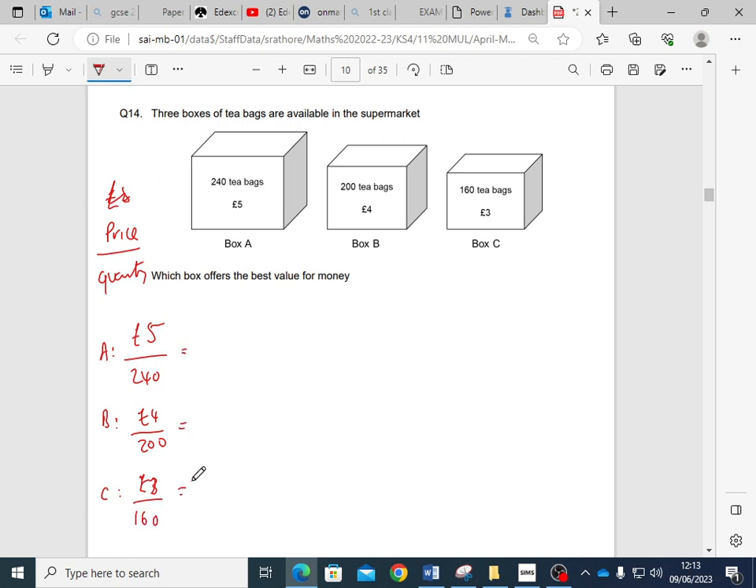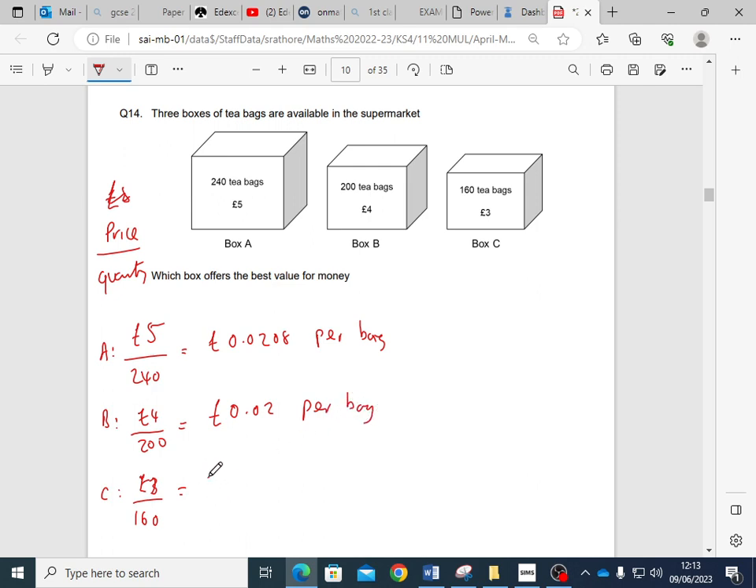So let's just work out how much that is. If you do on your calculator 5 divided by 240, you get 0.0208. So it's just over 2 pence per bag. Let's do this one. 4 pounds divided by 200. That's going to give me straight 2 pence per bag.